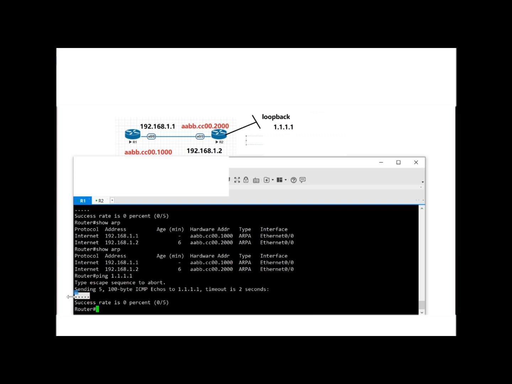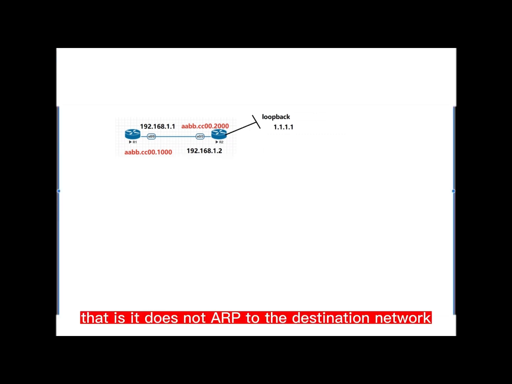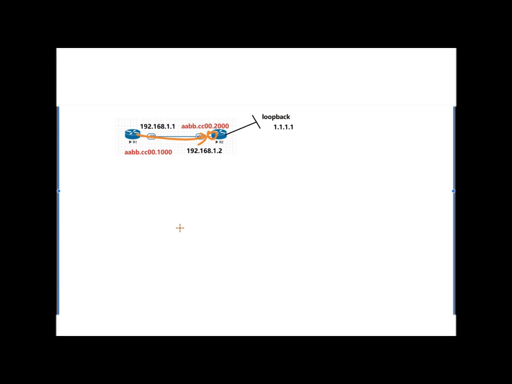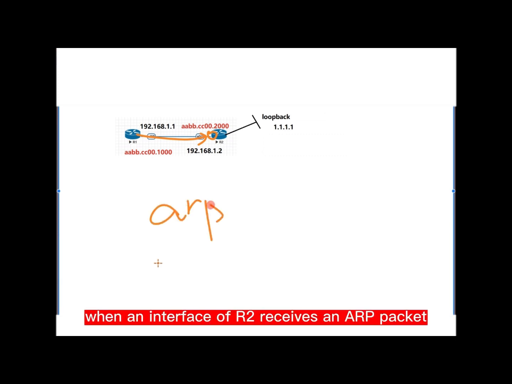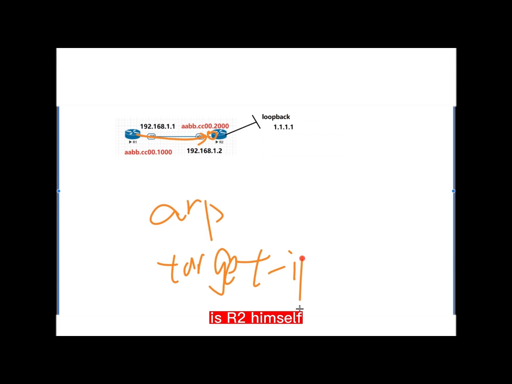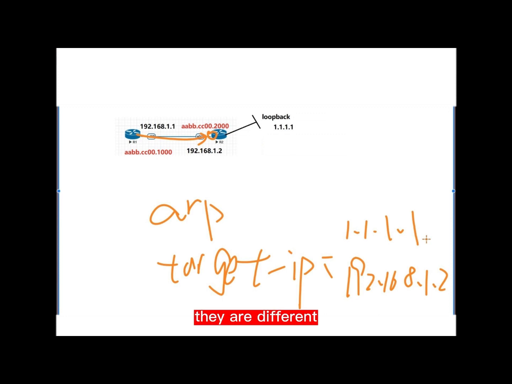It doesn't work. That is, it does not ARP to the destination network. So the broadcast will only be sent here. Then according to the communication principle of ARP, when an interface of R2 receives an ARP packet, it depends on the target IP in ARP. Is it R2 itself? Its destination IP is 1.1.1.1. R2 is 192.168.1.2. They are different. In theory, this packet should be dropped. Well, now it does drop the packet. So R1 has no way now.